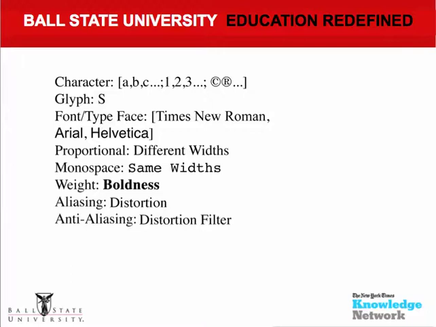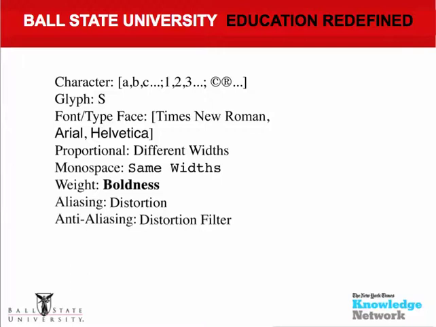Next, we have a proportional font where each letter is a different width. So you can see the I takes up a little bit skinnier space than the W, for example. The W is real wide. Monospace, here's an example of a font that is monospaced. Each letter gets the same width.